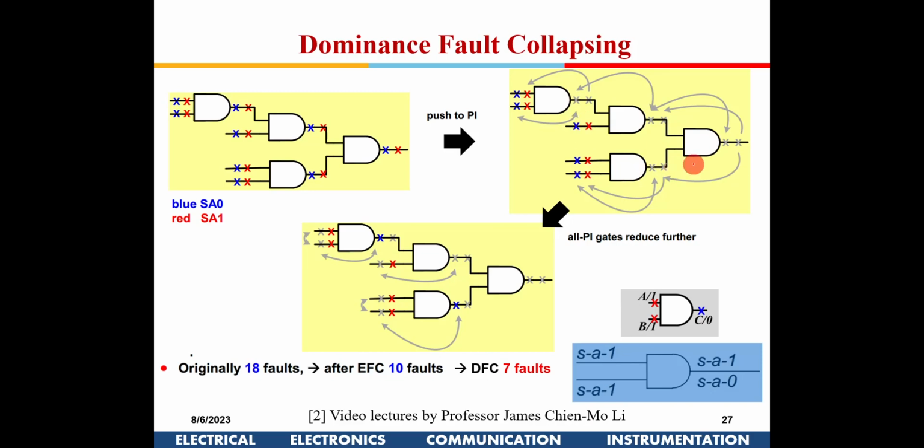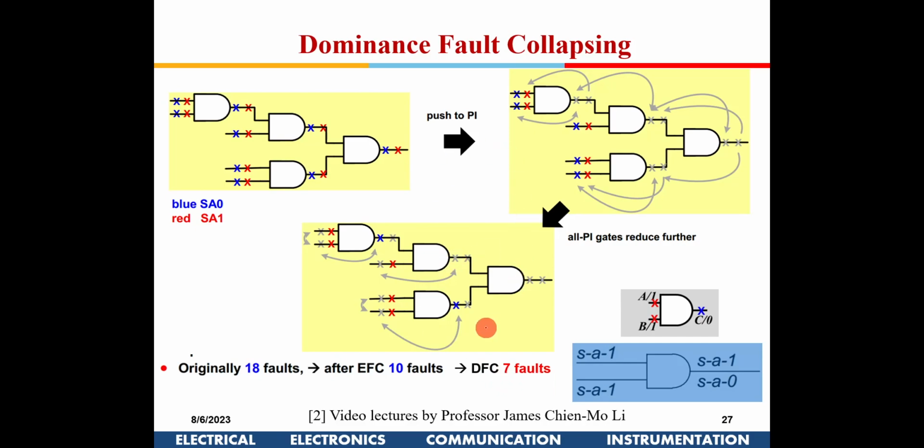So first a DFC run will run and bring all the faults to the primary inputs. Once it is brought to the primary inputs, using EFC, only from the primary inputs, it will be further optimized. So from here, if I come here, these 2 blues will come here. It is only done for the primary inputs. So this is removed from here, and similarly this is removed here and put here. So this is how the DFC would run. Originally there were 18 faults. If you run the EFC, you will get 10 faults, and if you run the DFC, you get 7 faults.